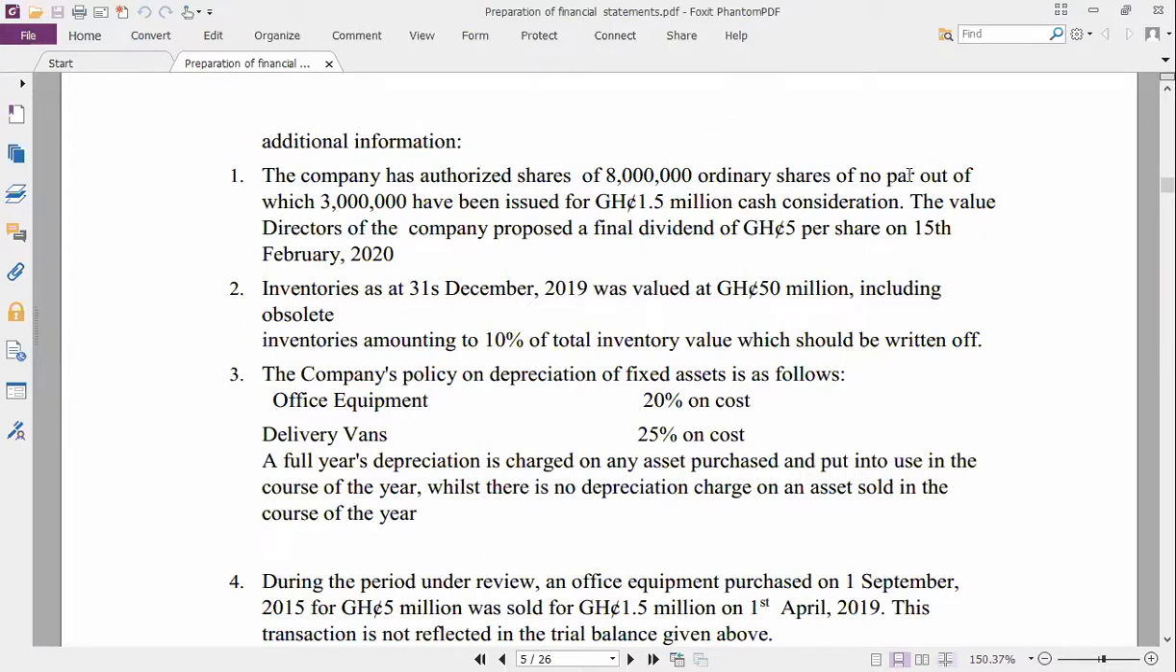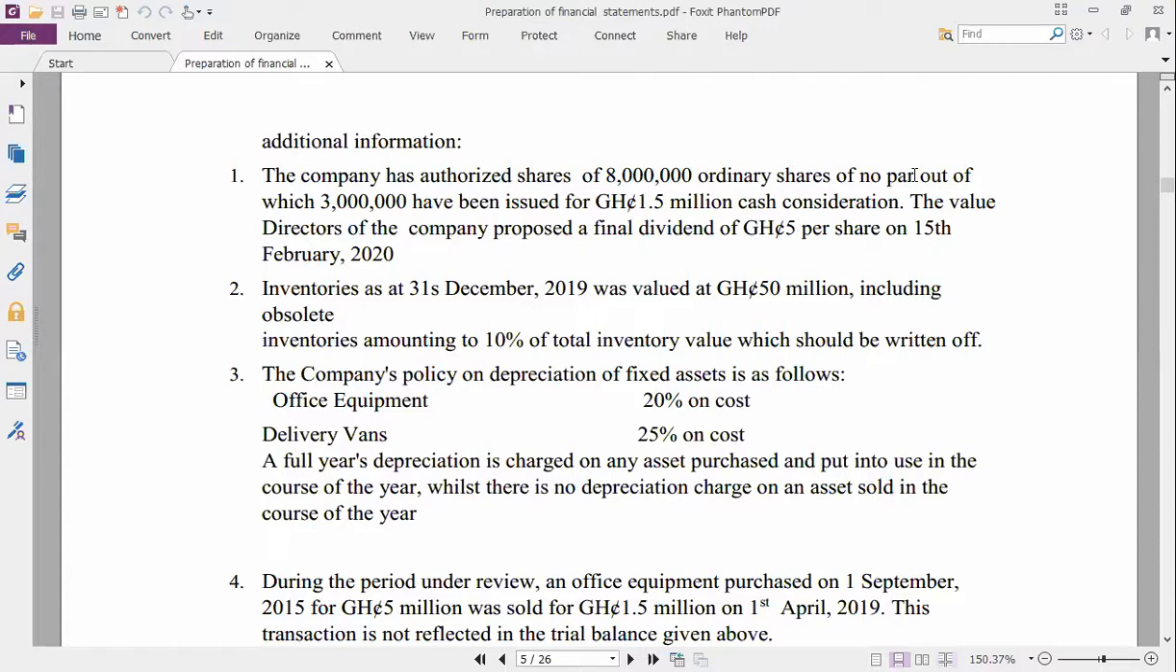The value did not come. So in the final material I'll add the value and then send it. And then when everything is done, so of no par value. Yes, because in Ghana our shares do not have a par value. Okay. Out of which 3 million have been issued. Is it this year or when? Okay, they didn't state it. So not this year. If this year, they will tell us. Has been issued for 1.5 million. It's supposed to be 1.5 billion cash consideration.